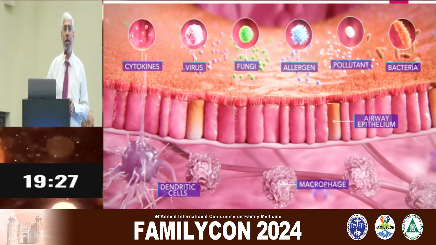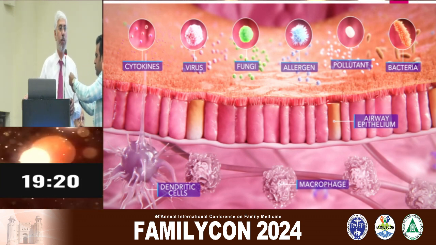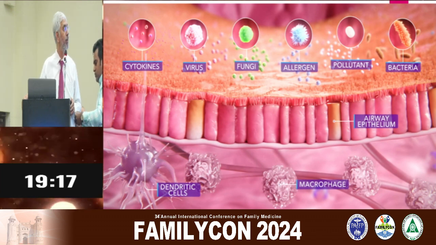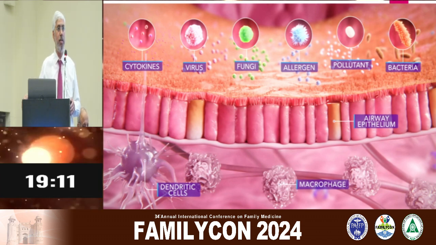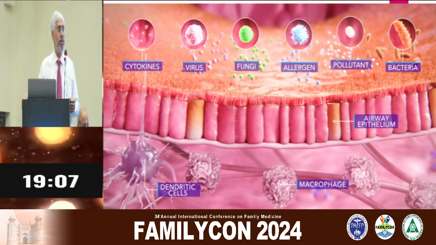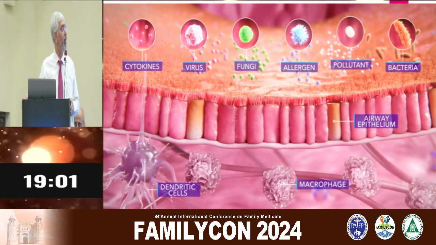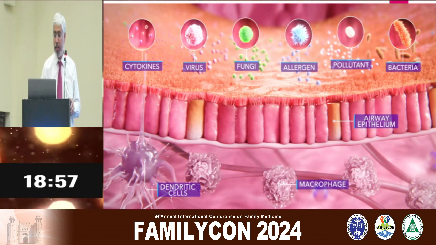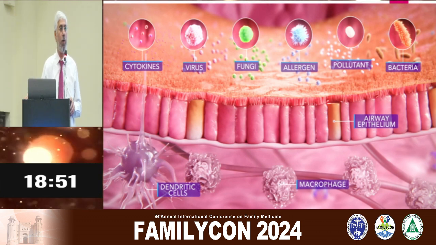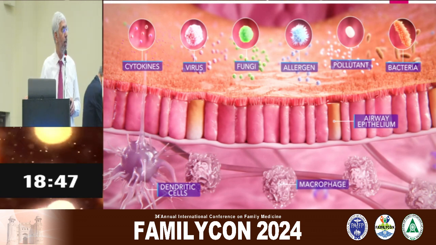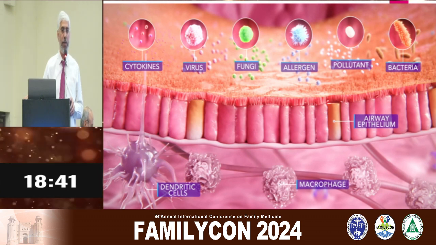What we know about asthma, bronchial asthma is actually dysregulation of respiratory epithelium. And you can see there are different agents or noxious agents which induce changes in our airways. And these noxious agents in turn dysregulate the function of macrophages and dendritic cells, and these cells in turn induce the inflammation in our airways.